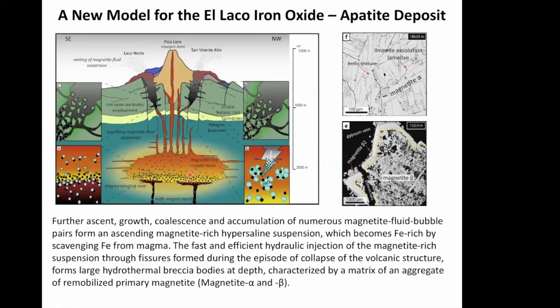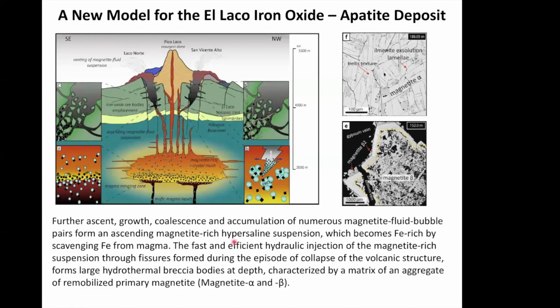So now we've got the ascent of this vapor-rich magnetite fluid suspension, where it's carrying magnetite alpha and beta with it towards the surface. And remember, the crystal size of alpha and beta is very small, so they are easily buoyant within this magnetite fluid suspension. And that suspension allows magnetite to accumulate in the upper portions of the magma chamber here.